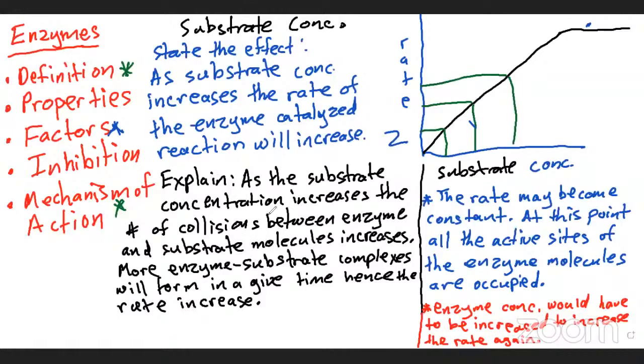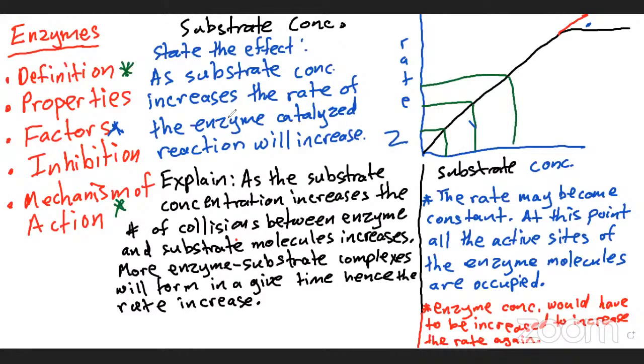All right, so this is your explanation over here in black. This here in blue is just explaining the horizontal part, why the rate is constant, if it does. All right? And let's say they ask you a question, right? So they give you the graph and ask you, what does this line means? All right? Well, you would know that the rate is constant. If they ask you what adjustments you could do to increase the rate again, like that, then here in red, the answer. You would have to increase the enzyme concentration.